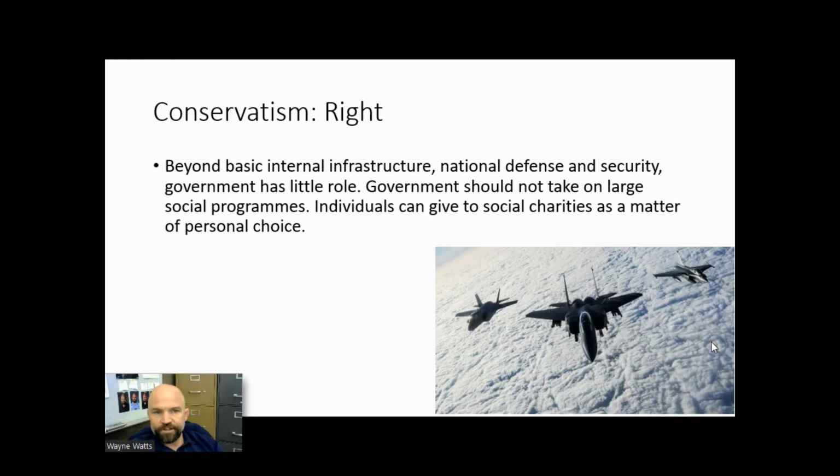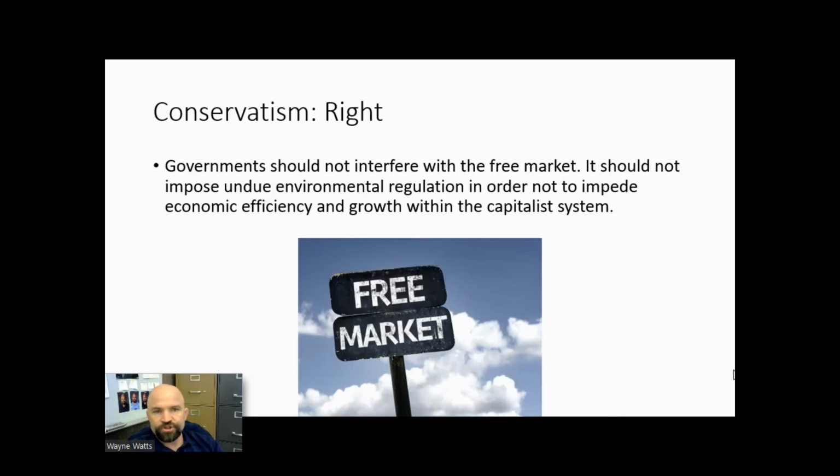Beyond basic internal infrastructure, national defense, and security, government has little role. Government should not take on large social programs. Individuals can give to social charities as a matter of personal choice if they would like to do so. Government should not interfere with the free market. It should not impose undue environmental regulation in order not to impede economic efficiency and growth within the capitalist system.